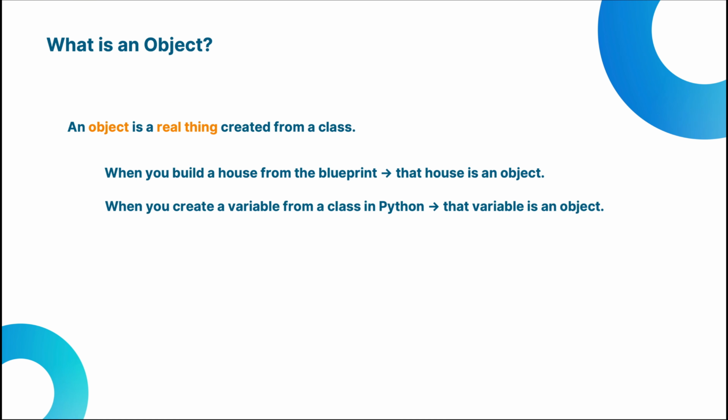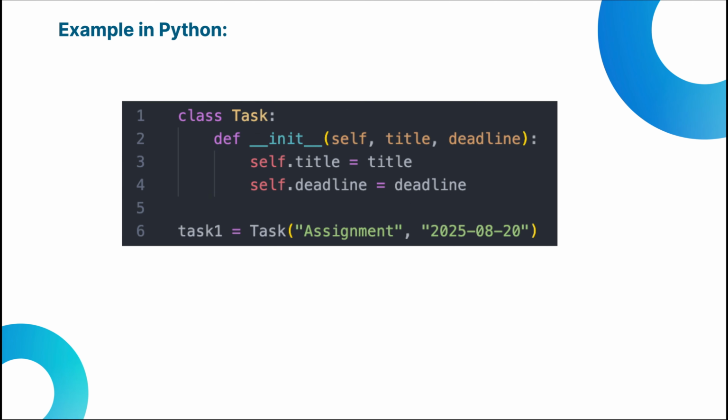Now, let's talk about objects. An object is a real thing created from a class. If a class is the blueprint, then an object is the house built from it. In programming, when you create a variable from a class, that variable becomes an object. It's a specific, concrete version of the plan. Here, task1 is an object. It's like a real house built from the task blueprint. This particular object has its own title, which is assignment, and its own deadline, which is 2025 August 20. Another object could be built from the same blueprint, but with different values.